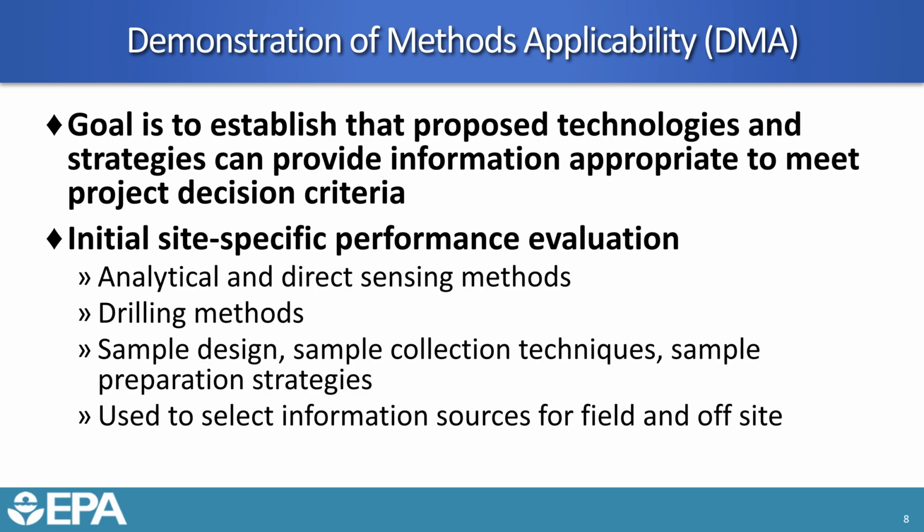So some of those site-specific performance evaluations that we would consider might be different types of analytical and direct sensing methods, different types of drilling methods that we maybe consider. It could be a sample design or different sample collection techniques or sample preparation strategies. And so we want to use all these and see if they work in particular for the site and specific chemical contaminants that may be existing at the site. So these are oftentimes used to select information sources, either for the field or can be used off-site.